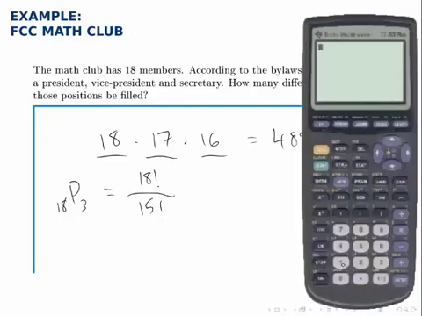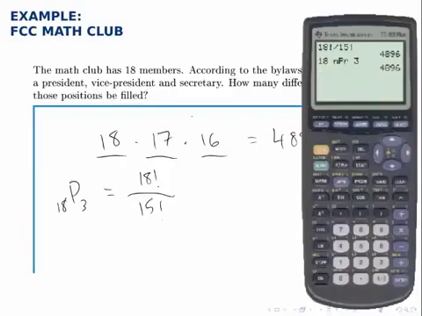So if we go to the calculator and type in 18 factorial divided by 15 factorial, we get the same answer we found in the first part. And of course, if we use the built-in permutation formula, we'll get the same thing as well. 18, go to the math, probability menu, select NPR 3, because we're selecting 3 and organizing them, and we get the same exact answer.